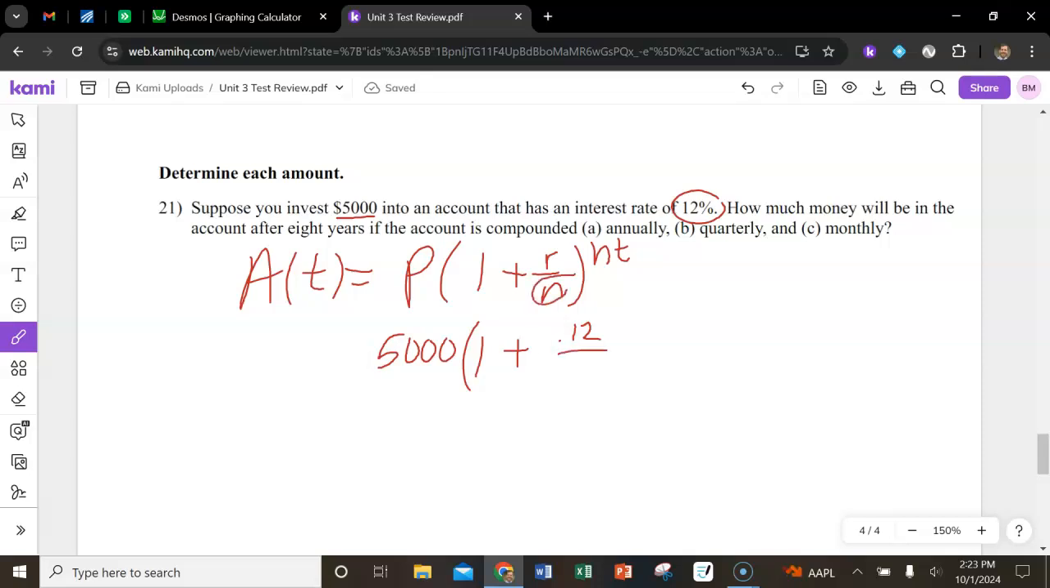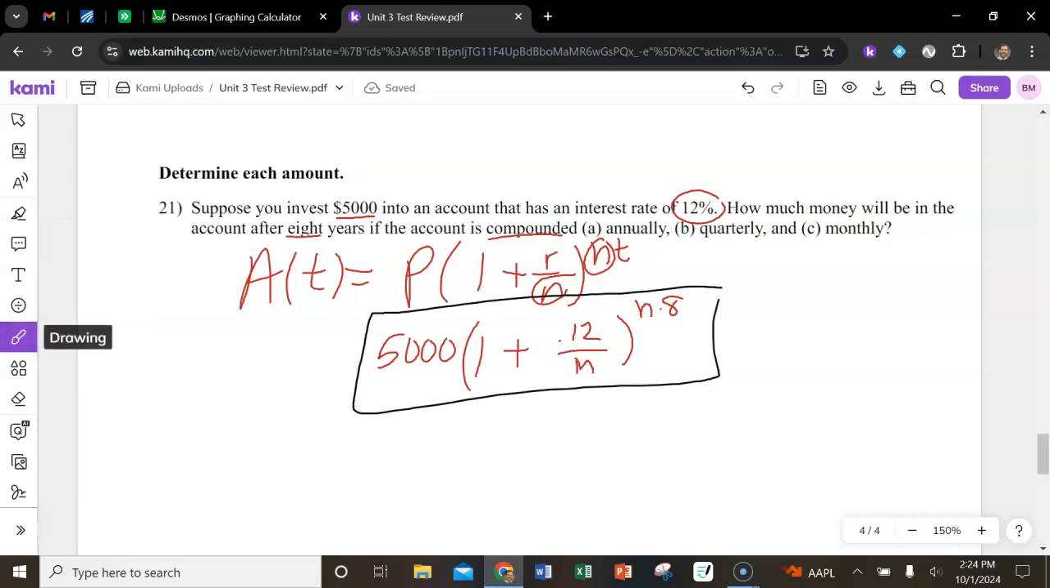The n is the number of times compounded per year, so that's what's changing. So compounded annually, quarterly, or monthly, the n is what's changing. So I'm going to leave that as n. And then this would be n times 8 because it's after 8 years. What I would suggest is plugging this into Desmos as is, with those n's in place of where they go, instead of plugging the numbers in there.